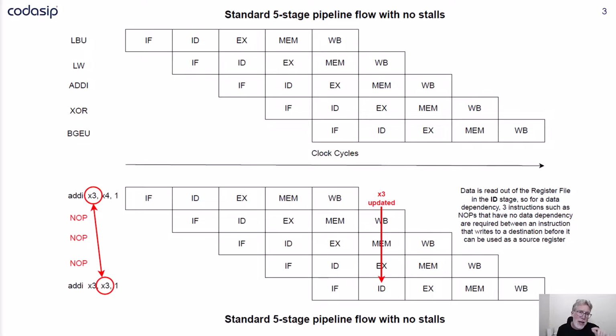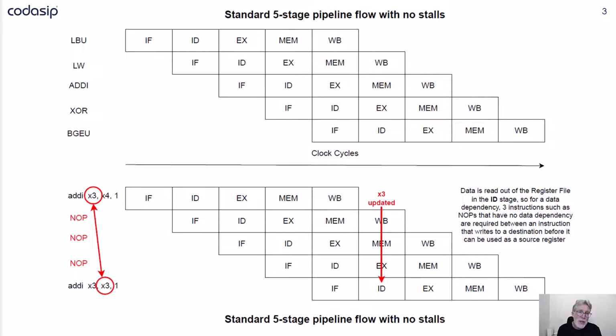Now, if we take a look at one add-I, and the result of that add-I needs to be used by another add-I, the result of the first add-I will not be available until after the write-back stage. After the write-back stage, the result of the first one will be in the register file so that the second one can actually read it in its decode stage and then move it into the execute stage.